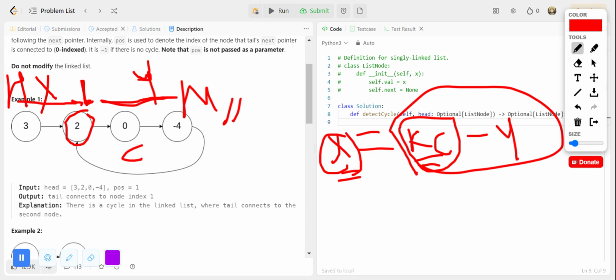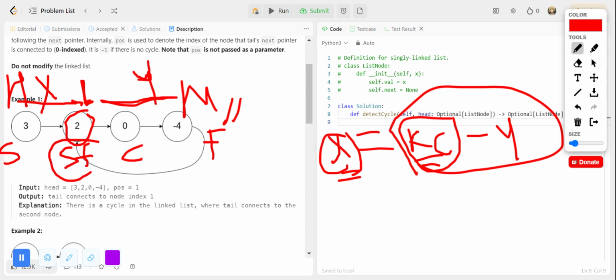So let's say the slow pointer starts from this position, and the faster pointer starts from where they meet. When they travel one node at a time, the faster pointer is going to be at this position, and the slower pointer, moving one node at a time, is going to be at this position.